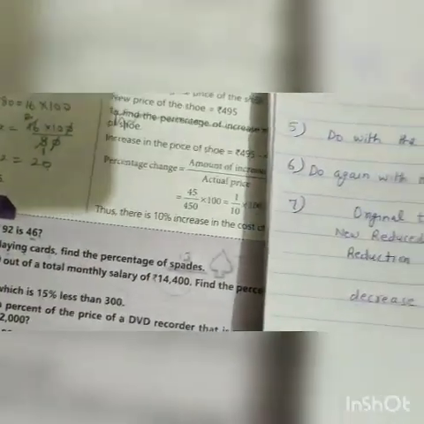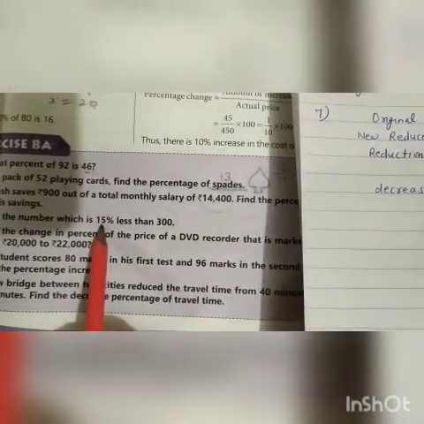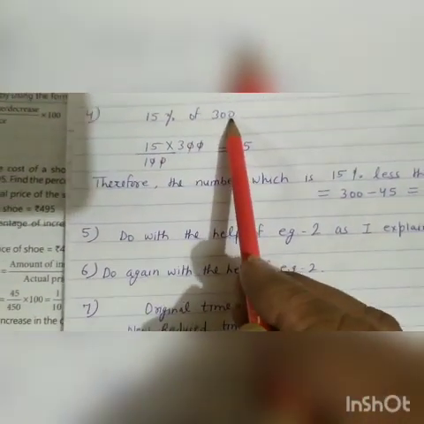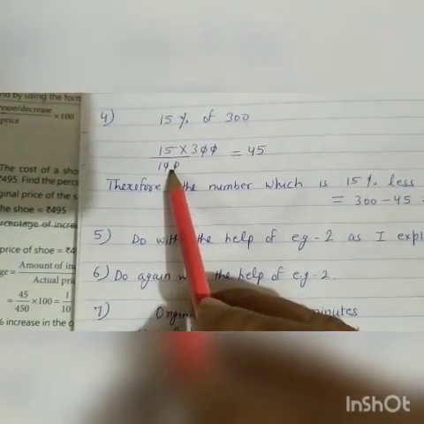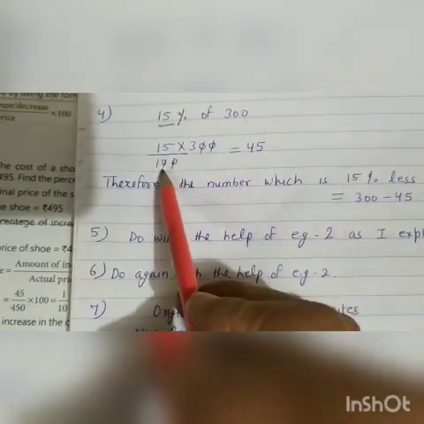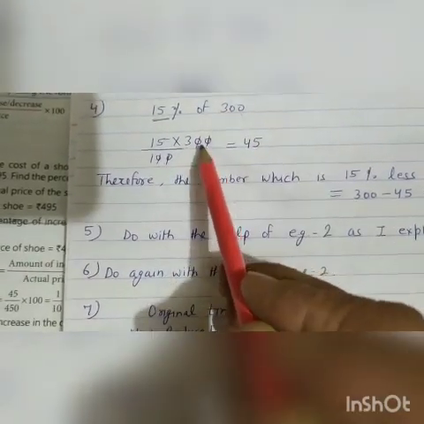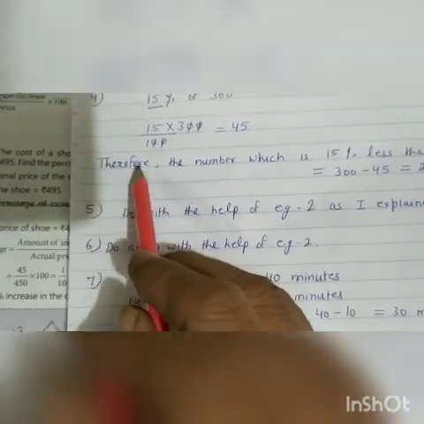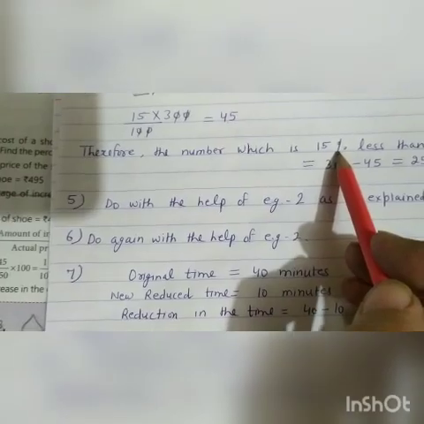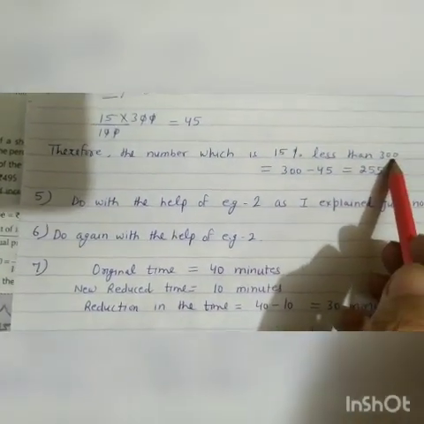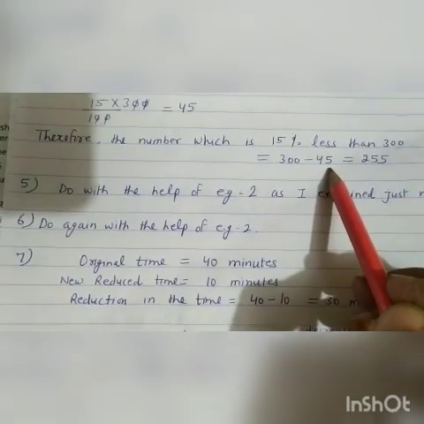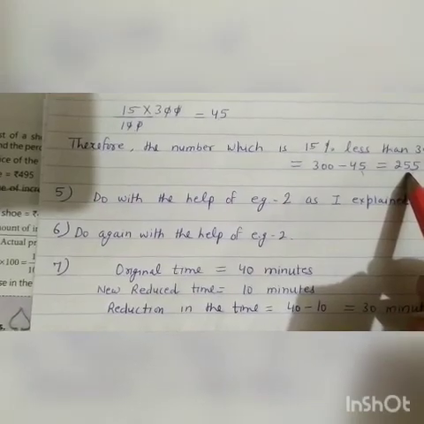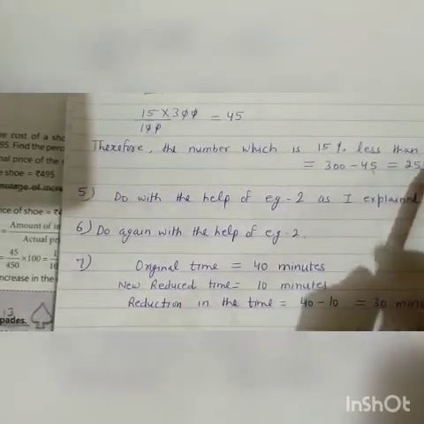So how we will do? First we will find this 15% of 300. See here, 15% of 300. It will be 15 upon 100. 15% means 15 upon 100. Of means multiply, 300. 0 0 cancel, 0 0 cancel. 15 3s are 45. Therefore, the number which is 15% less than 300. Now we will subtract this 45 from this 300. It is 255. Therefore, the required number is 255.